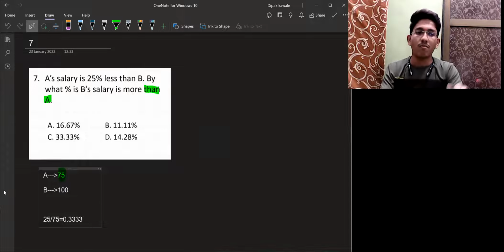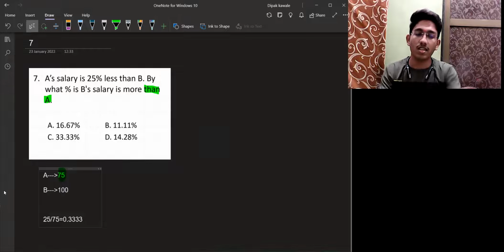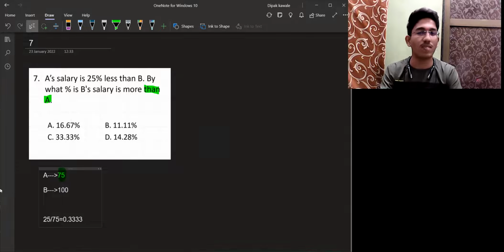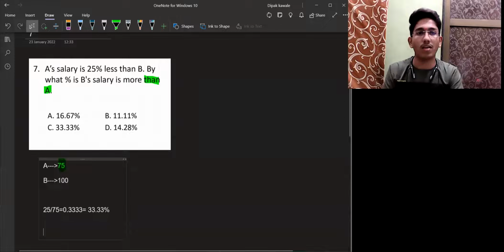Okay, but we want it in terms of percent. This is a fractional value in terms of 1. If we say how much part of 1 rupee it is, then it would be 0.33, but we want it in terms of 100. So to do that we have to multiply with 100, which is nothing but 33.33%. Great. Let's see if we can apply the formula type.